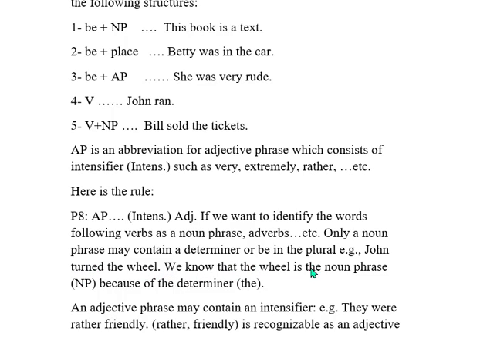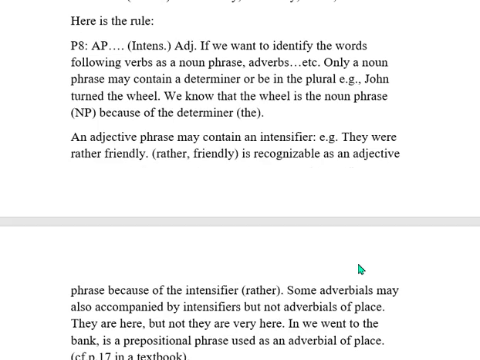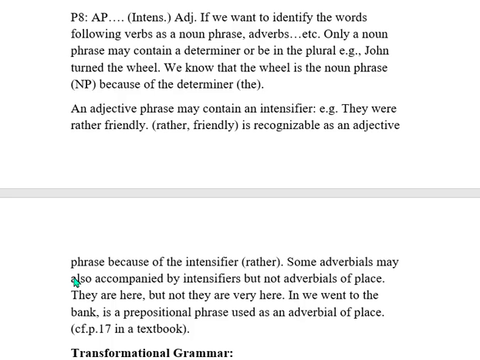We know that the wheel is the noun phrase because of the determiner there, because the word wheel is preceded by the determiner there. An adjective phrase may contain an intensifier. Example: they were rather friendly. Rather friendly is recognizable as an adjective phrase because of the intensifier rather, because the word friendly, an adjective, is preceded by the word rather as an intensifier.